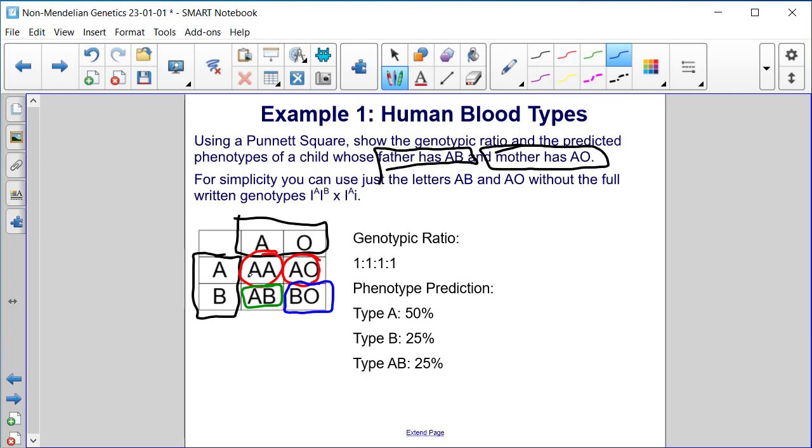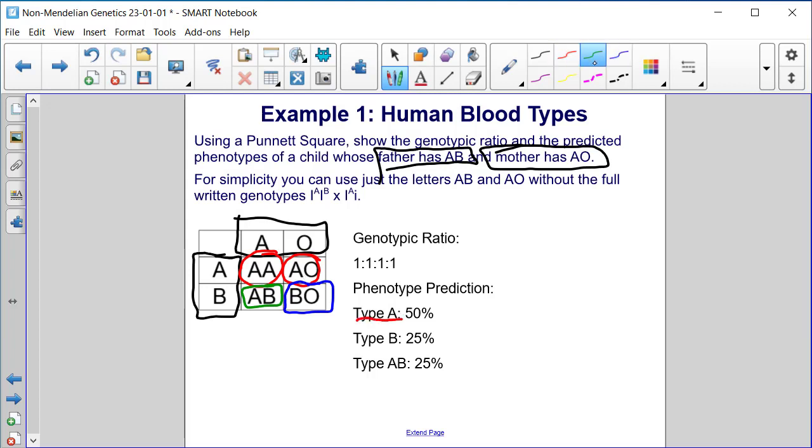Okay, this is dominant for both A. This is dominant A, recessive O. Codominant for both A and B. Dominant B, recessive O. So our genotypic ratio is 1 to 1 to 1 to 1. But our phenotypes, two of these will have type A blood. Okay, so that's 50%. Right?